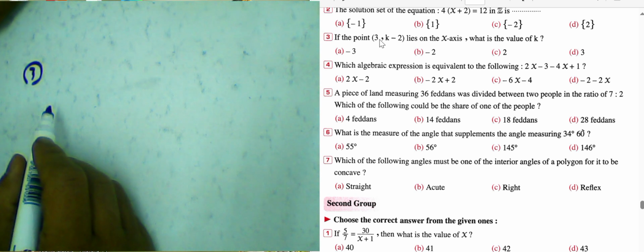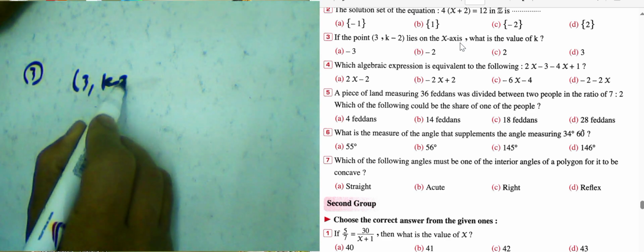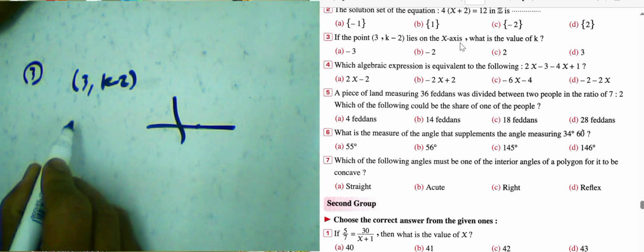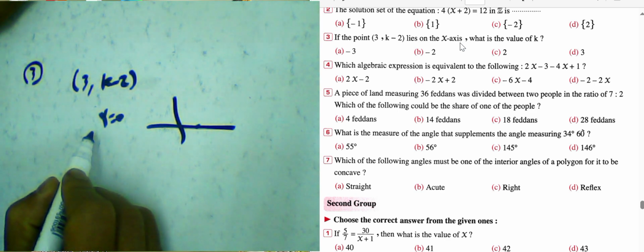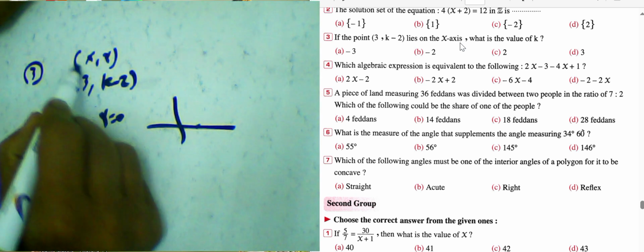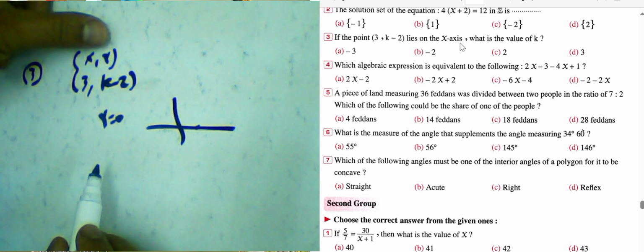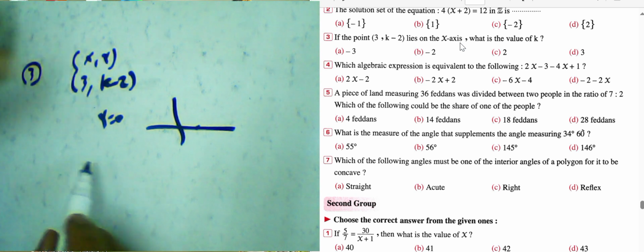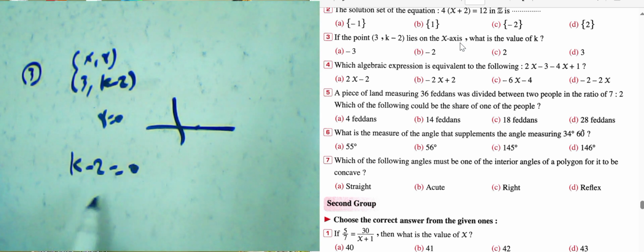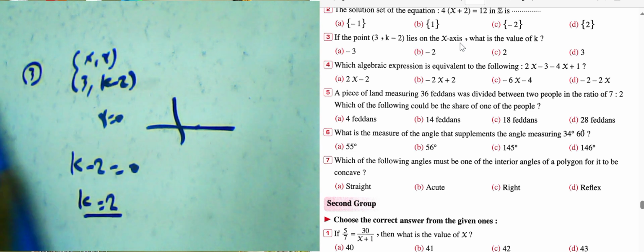Close question number 2. Question number 3. The point 3 and k minus 2 lies on the x-axis. What is the value of k? We have the point 3 and k minus 2 lies on the x-axis. It means the value here of y is 0. We know in an ordered pair we have x and y, the first projection and the second projection. Y will be equal to 0. So k minus 2 will be equal to 0. Then k will be equal to 2.